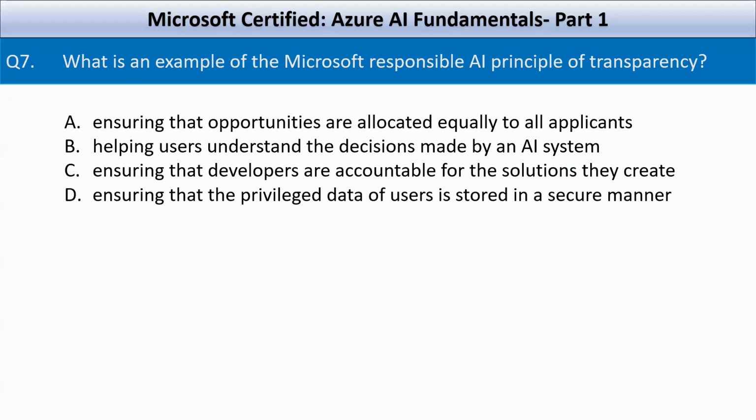Next question. What is an example of the Microsoft Responsible AI principle of transparency? Your options are ensuring that opportunities are allocated equally to all applicants, helping users understand the decisions made by an AI system, ensuring that developers are accountable for the solutions they create, ensuring that the privileged data of users is stored in a secure manner.